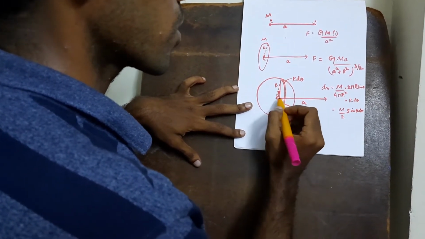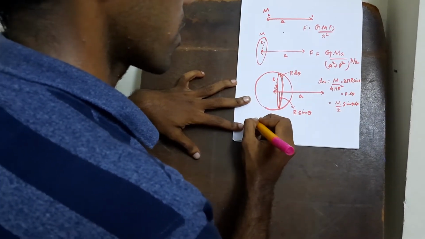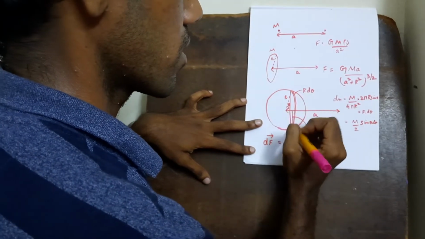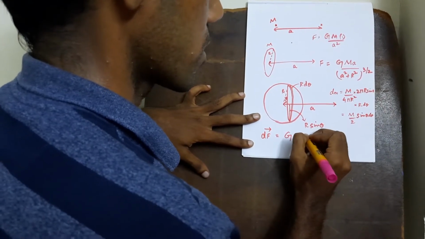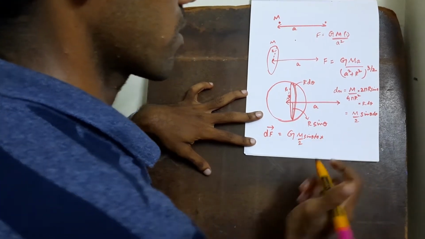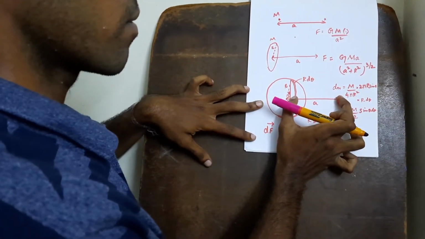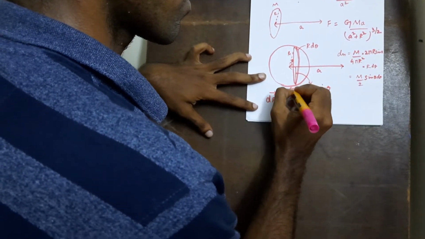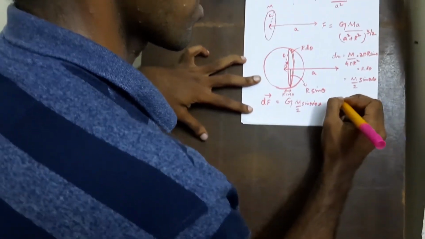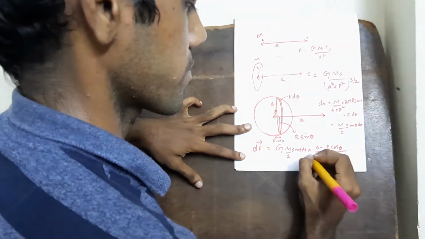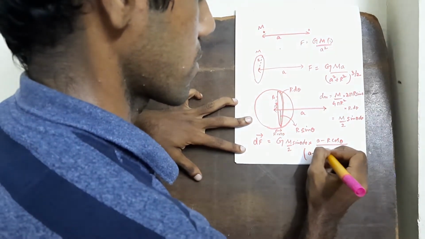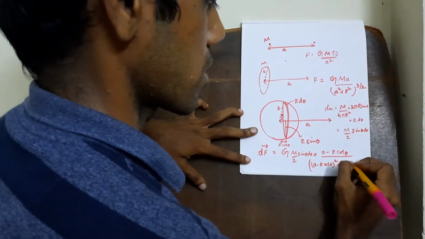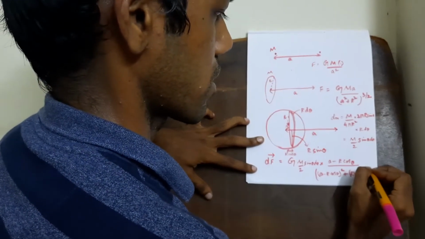Small force due to this ring at the distance a is equal to G, mass of the ring M by 2 sin theta d theta, into this distance, which is equal to a minus r cos theta, divided by the distance squared plus the radius of the ring squared, whole power 3/2.